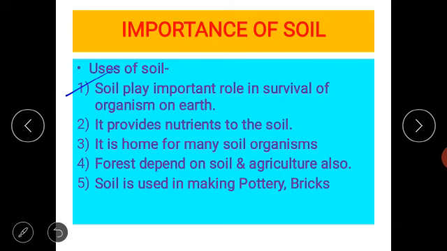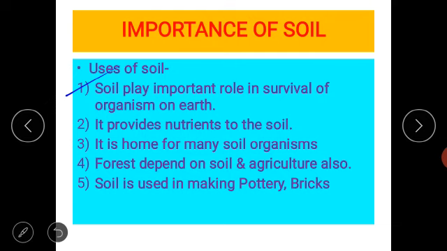As I said, plants are the producers of the planet. They produce food by photosynthesis, but plants grow in the soil. If there is availability of good quality soil, then the growth of plants is possible. So soil plays an important role in survival of organisms on the earth.